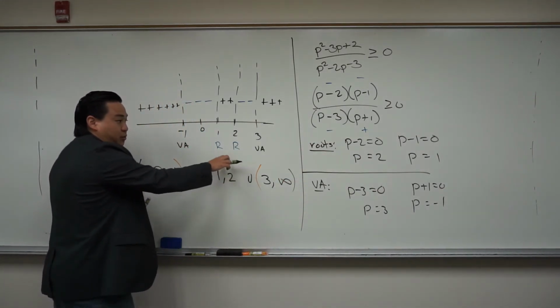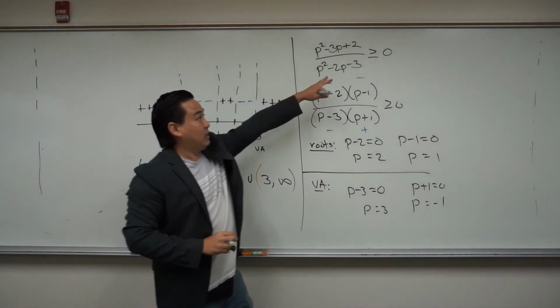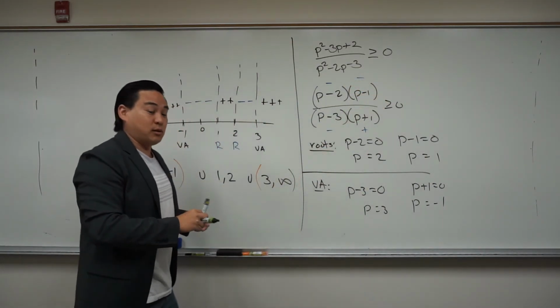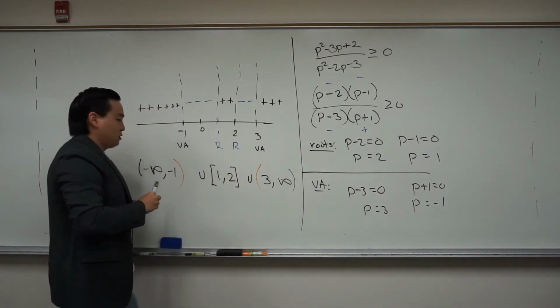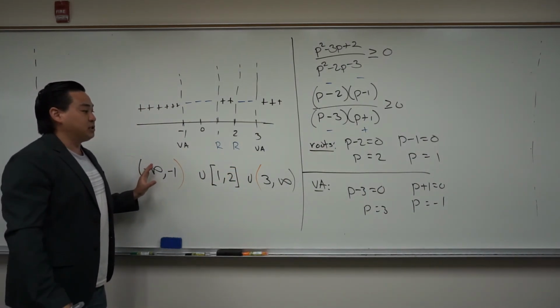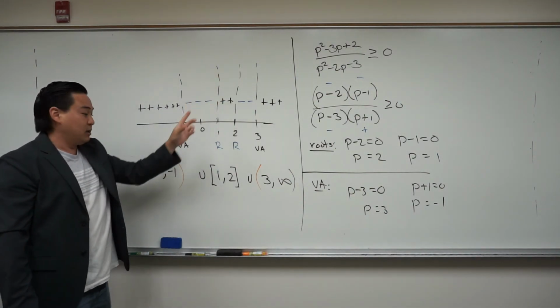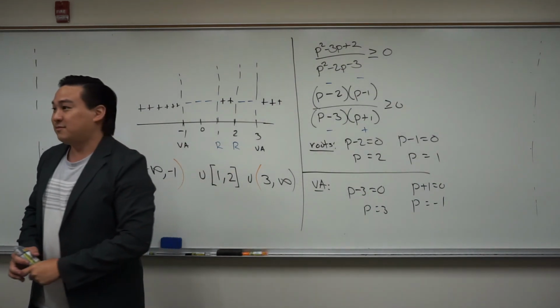1 and 2, though, they're roots. So because they're roots, we need to ask, are we allowed to equal 0? And so here we can, which means we have to write them as brackets. So what this tells you, the intervals for which that rational expression is going to be positive is these 3 portions. Done.